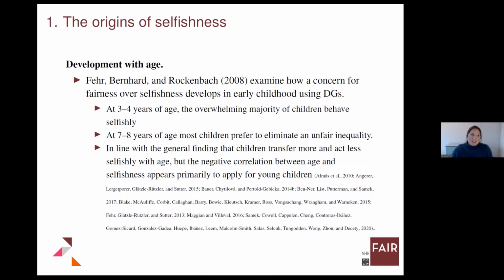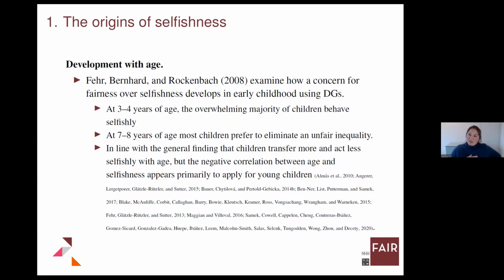So, development with age. Here is a classic, important paper. I'm so sorry for my 1-year-old. She does not know how to do it. But she will, at 3 years old, probably behave like she does now, pretty selfishly.